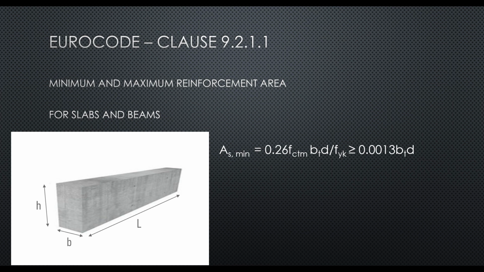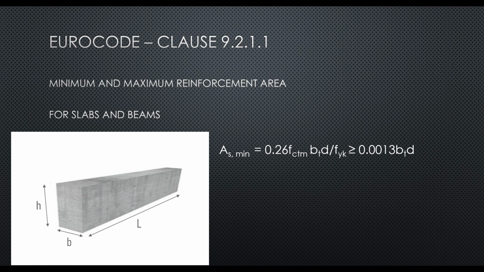f_yk is the characteristic strength of your reinforcement, which ranges from 400 to 600 Newton per millimeter square. The d is the effective depth of the slab or the beam. This can be obtained after you've removed the cover to the reinforcement and then the links in case of beam. Then the b_t is the width of the beam. But when you are talking about the slab, you can take your b_t to be 1 meter because the slab is designed per meter run. So that means the width of the slab is assumed to be 1 meter.